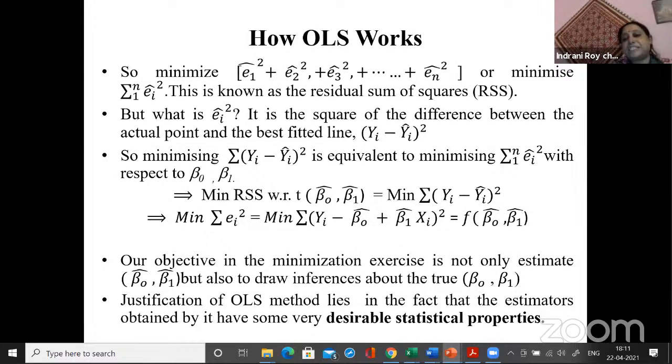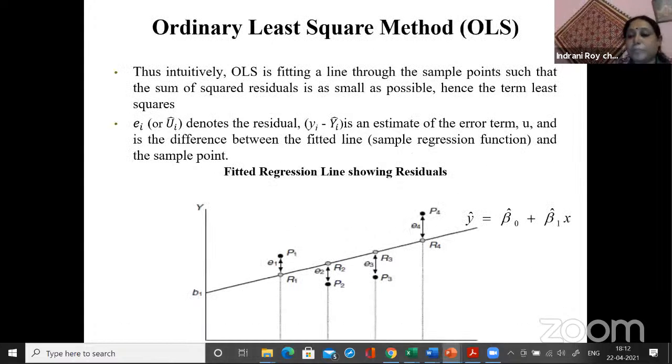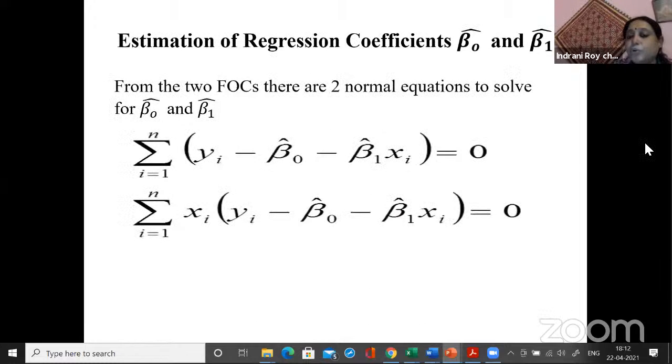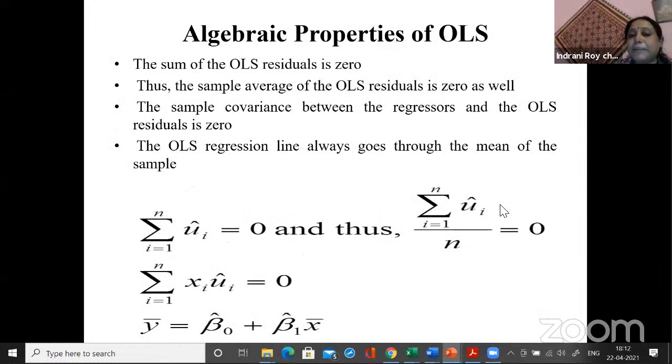And the regression line is derived by actually minimizing this residual sum of squares with respect to these unknown parameters, beta naught hat and beta 1 hat. I'm not going into the technicalities here, but by just taking the minimization exercise of this RSS, you can construct two normal equations. And from the two normal equations, you can calculate beta naught hat and beta 1 hat.